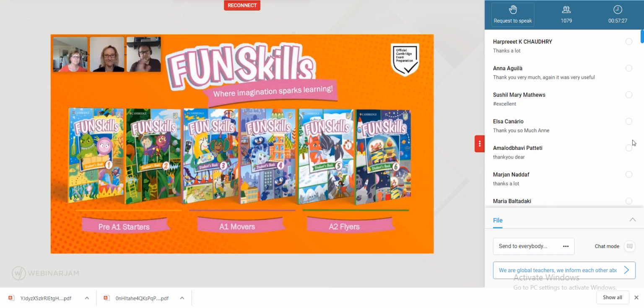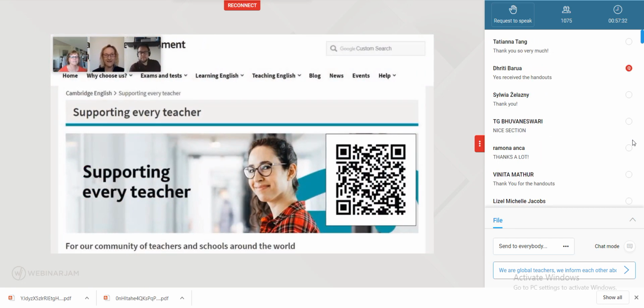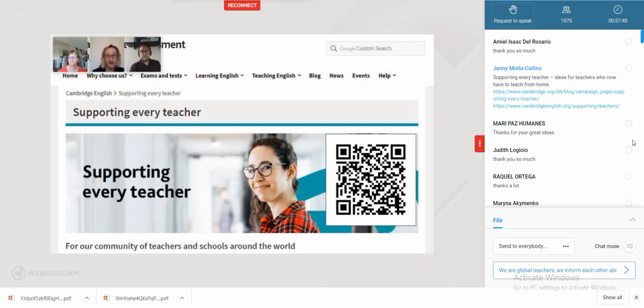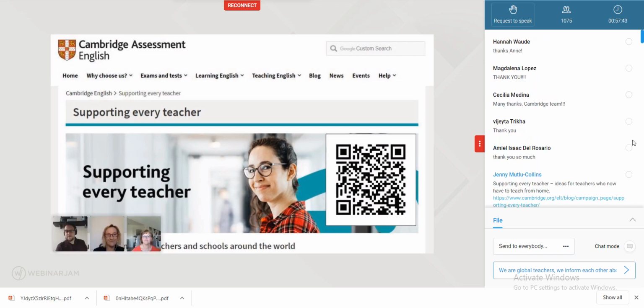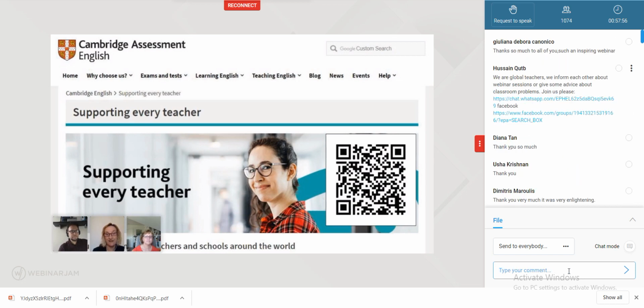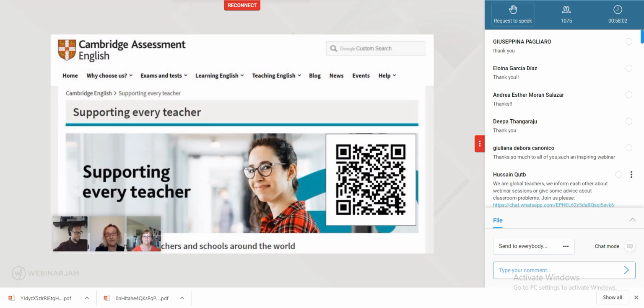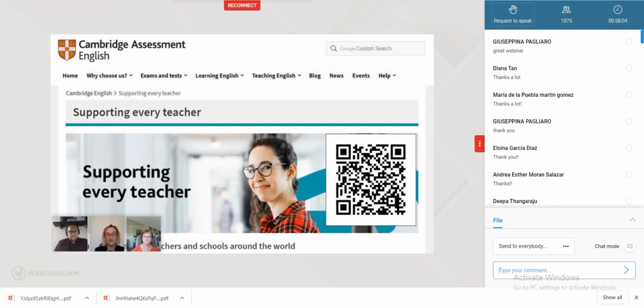What else? The resources, as I said, are all on the handouts. Sarah, you want to talk about? Yes, just in case you didn't catch it at the beginning, on the Cambridge English Assessment website, Supporting Every Teacher, you'll find resources for the Young Learner Tests. So down here, for the pre-A1 Starters, A1 Movers and A2 Flyers. You can find that under the exam section, and then you'll find resources for teachers under Teaching English. There are lots of things that you can download for free from this website.